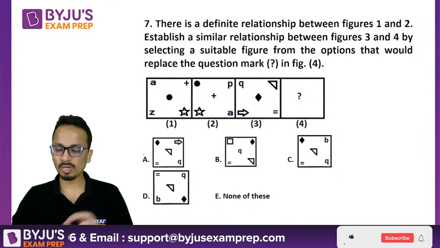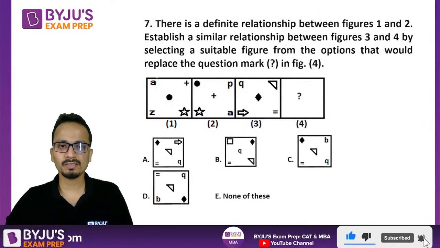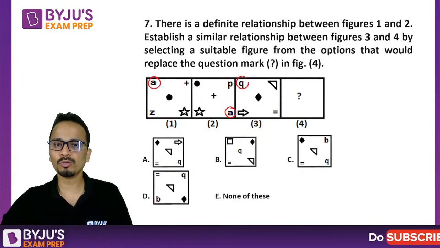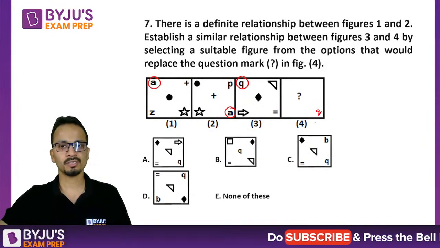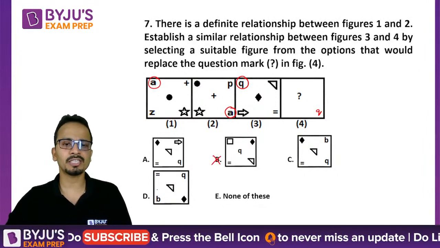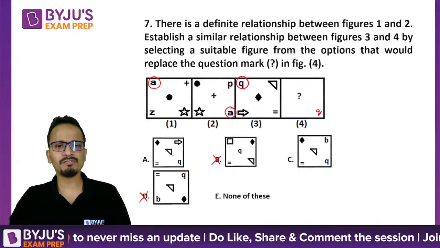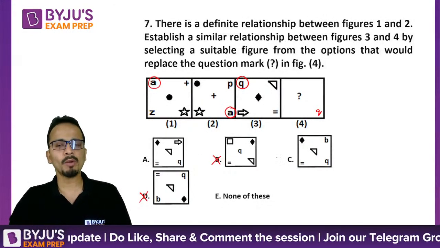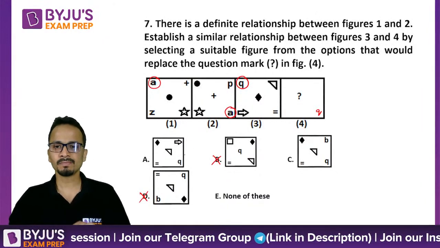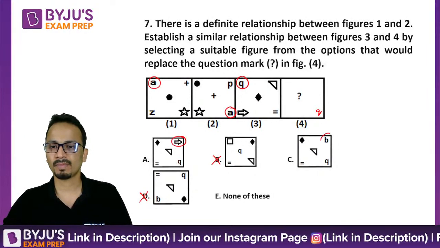Okay, so again we'll play the game of elimination here. Now from figure number 1, this symbol A has moved to this position. So Q should move to this position. All right. So on this basis, I can reject B and D. We can eliminate these two options. Now I'm left with option A and option C. Let's see what the difference between option A and option C is. All the figures are similar except this part.